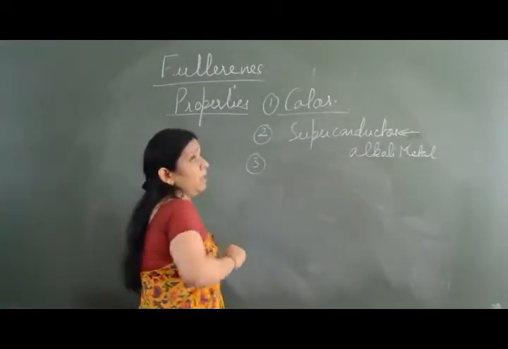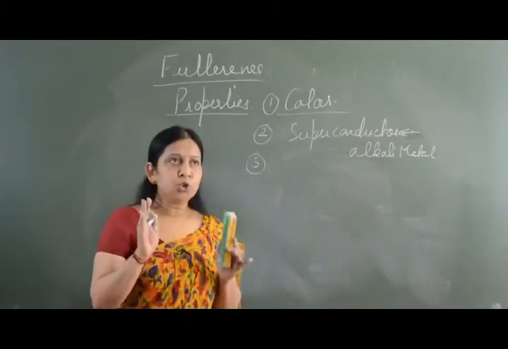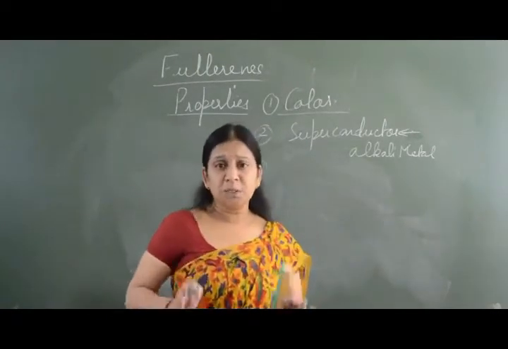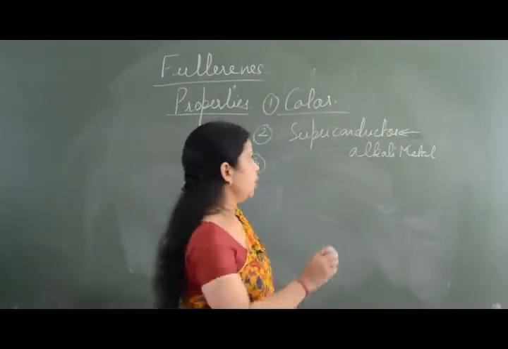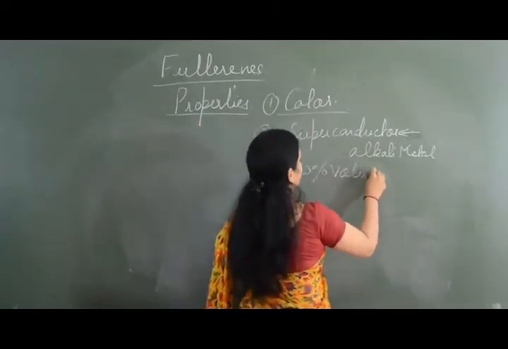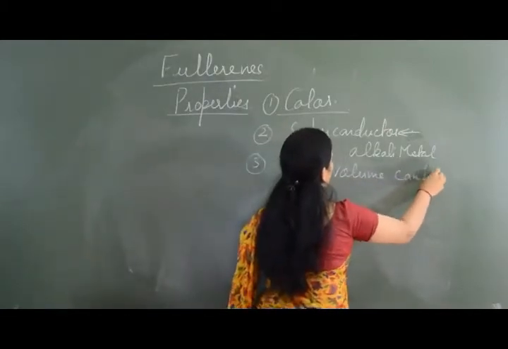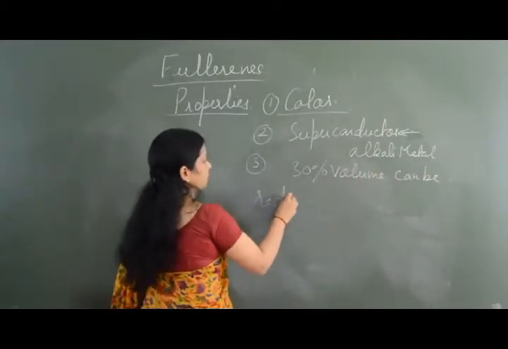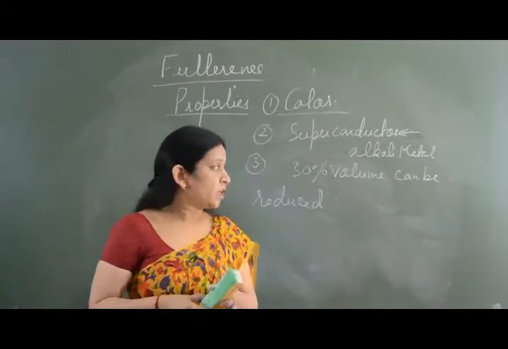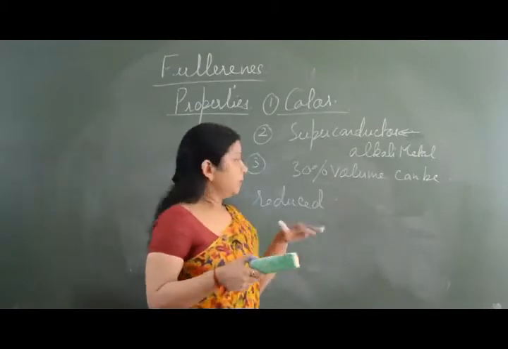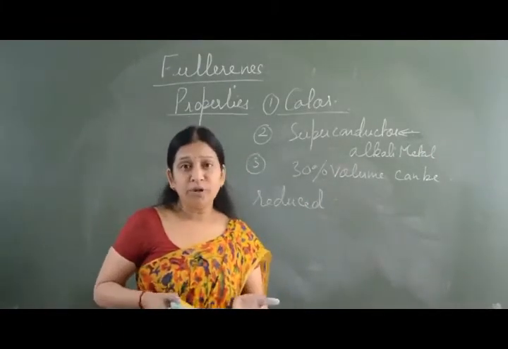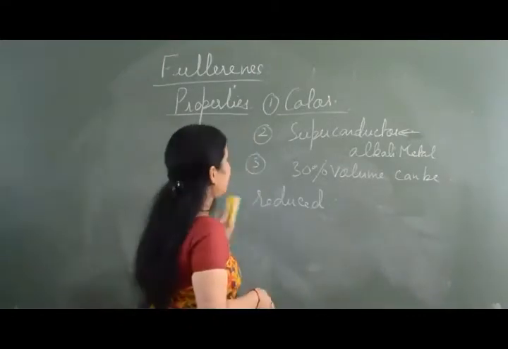Third, they can be compressed to lose 30% of their volume without disturbing the cage-like structure. So 30% of volume can be reduced, but after reduction of this volume, the basic cage-like structure of fullerene will not be disturbed.